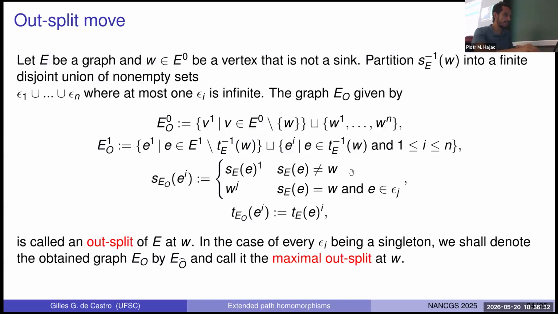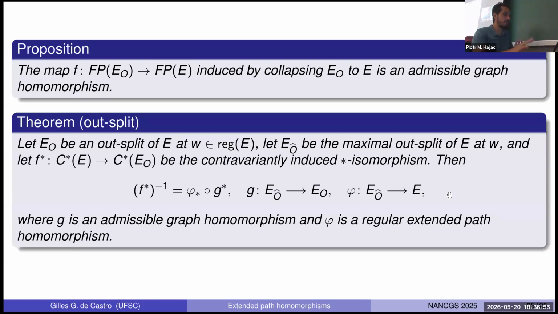We are now looking at trying to do this at several vertices at the same time. This is just for one vertex, but we could do it at several vertices at the same time. Again, for using only extended path homomorphisms, we need to take the maximal outsplit at every vertex for the formulas to work. But for now, for the outsplit at one vertex, we can always decompose in this way.